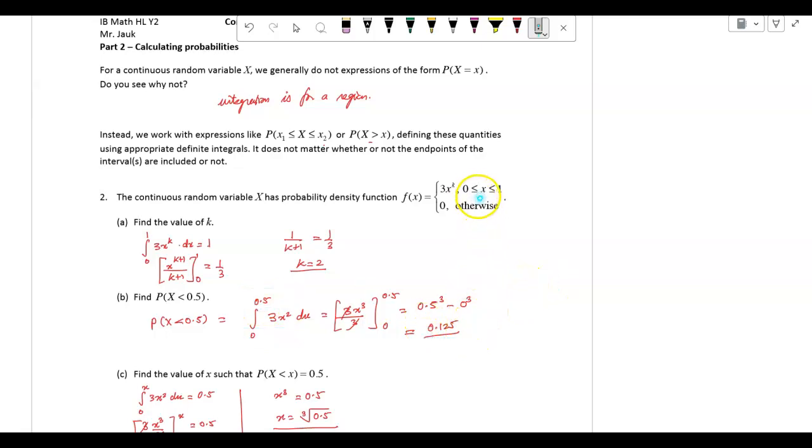If they ask you what is the probability that it lies between 0.5 and 0.7, I put my lower limit as 0.5, upper 0.7, and integrate 3x squared. Correct. And you get the answer. Got it. That's the use. Understood. That's the use of the probability density function.